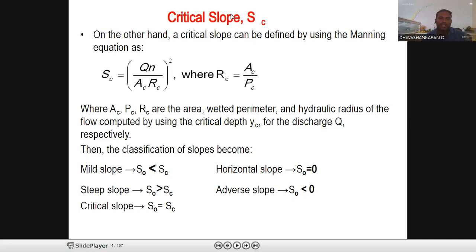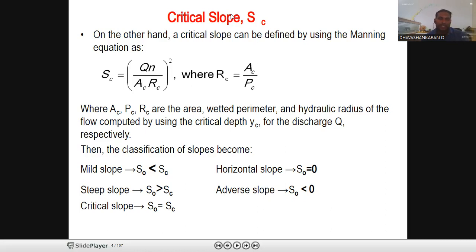So it is a mild slope when S naught is less than the value of SC. Here the S with suffix naught indicates the normal slope, and SC the critical slope. Those comparisons tell us which one is higher and which one is lower. Based on this criteria, we say the slope is mild, steep, critical, horizontal or adverse. So generally the slope can be classified into these 5 types.